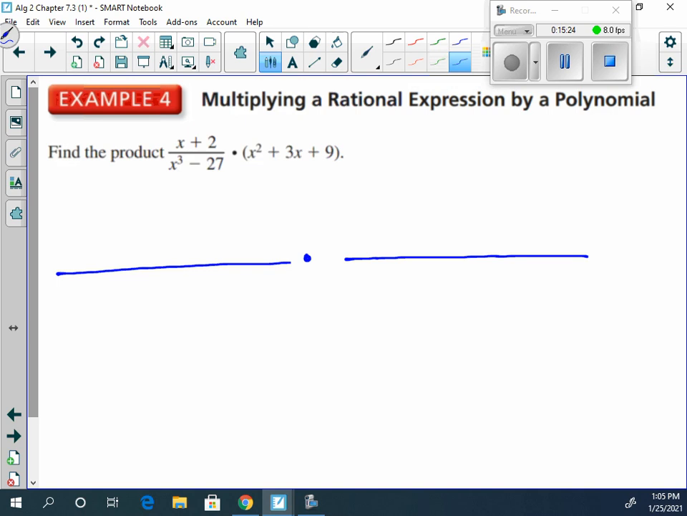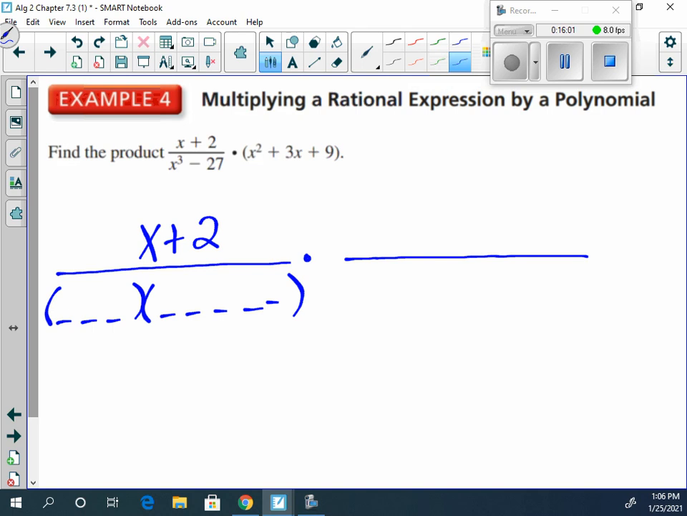So we have two things being multiplied together. Find the product of these two. Well, x plus 2 doesn't simplify, or we can't factor it, because that is as simplified as it gets. X plus 2, that's all we have. Now, the denominator is x cubed minus 27. That is the difference of perfect cubes. 27 is a perfect cube. X to the third is a perfect cube. So we do have the difference of perfect cubes.